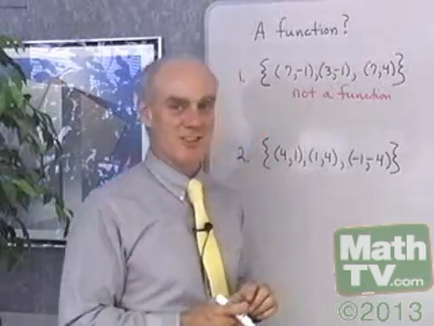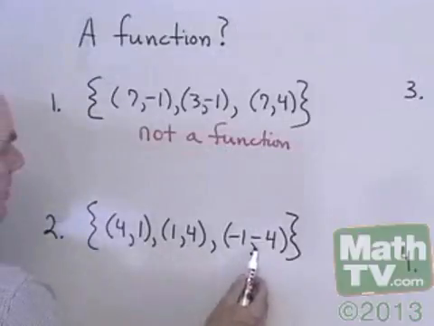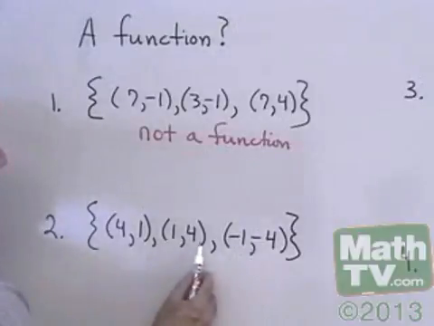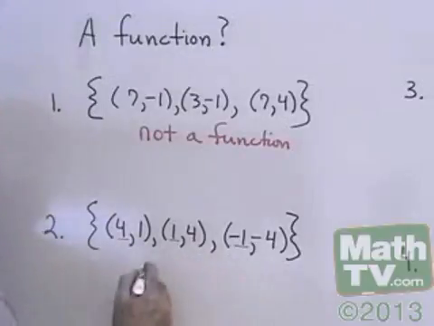Let's look at our second set of ordered pairs: (4, 1), (1, 4), (-1, -4). You can see I have three ordered pairs here. They all have different first coordinates, so this is a function.